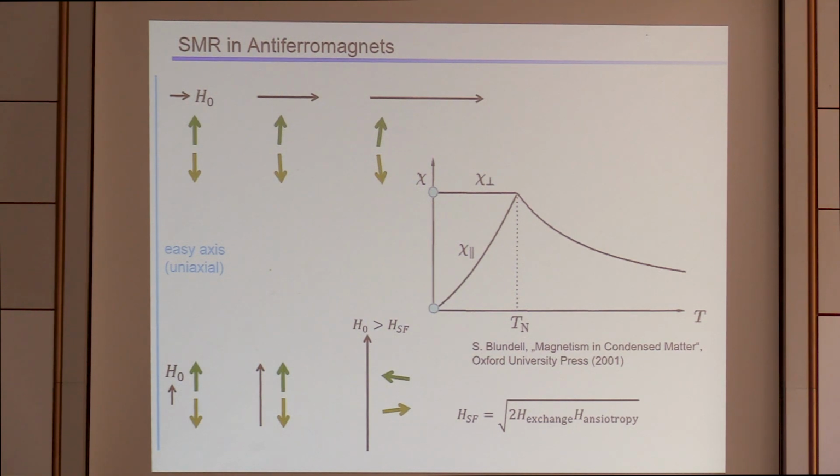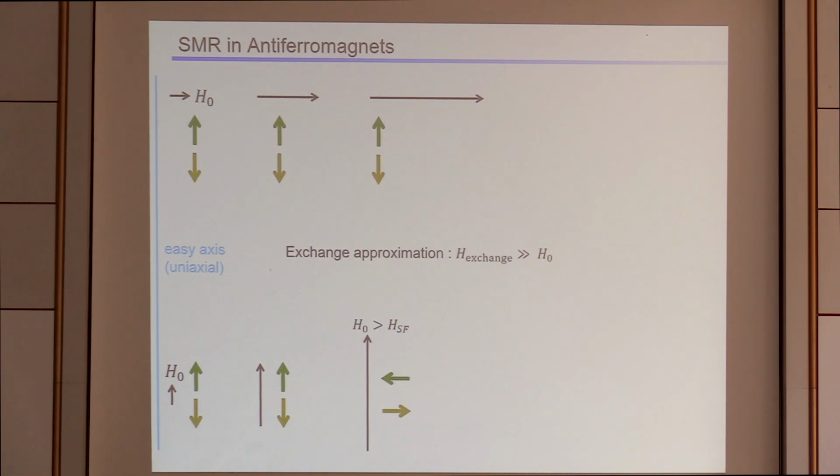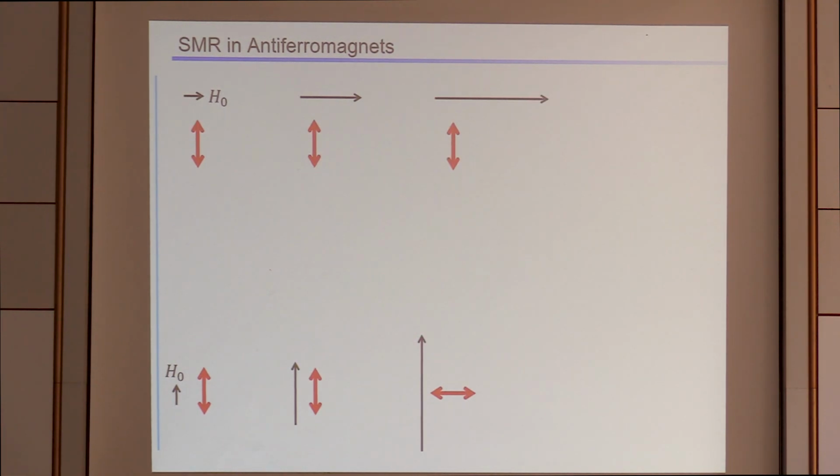gain Zeeman energy. And you can actually simplify that cartoon picture by introducing the so-called exchange approximation, where you now omit all these cantings and just take anti-parallel spin alignments. And then you can draw in the Néel vector as this red thing here. And you see that this spin flop then manifests as a 90-degree rotation of the Néel vector at the spin flop field. So looking at this scheme again, for fields perpendicular to the easy axis, we have essentially no change, and for fields parallel to the easy axis, we have the spin flop transition.